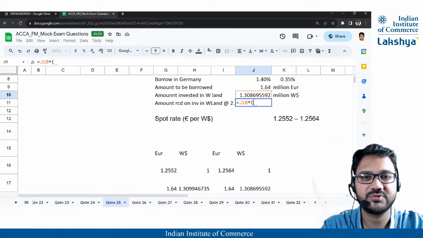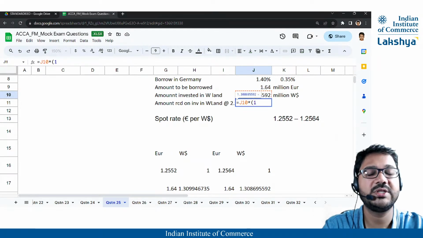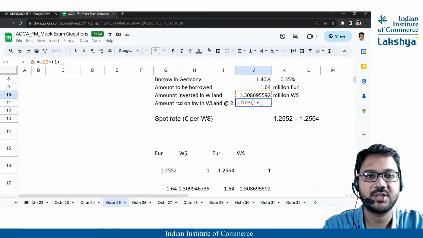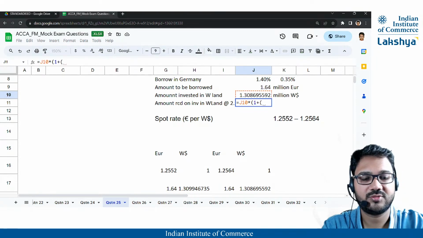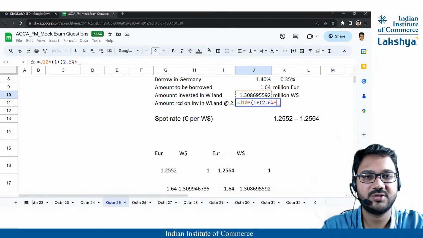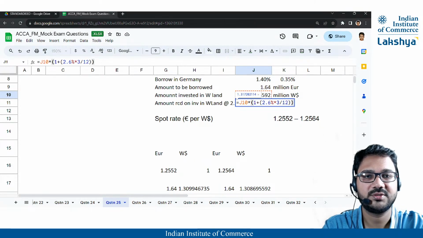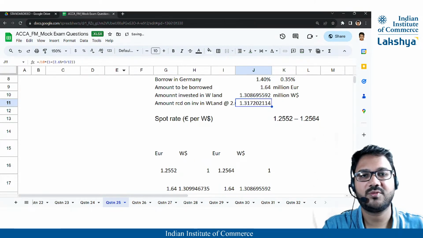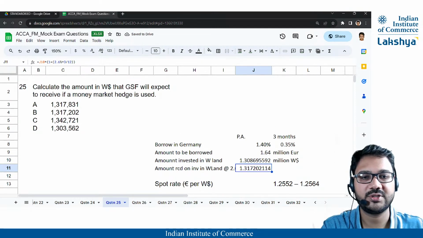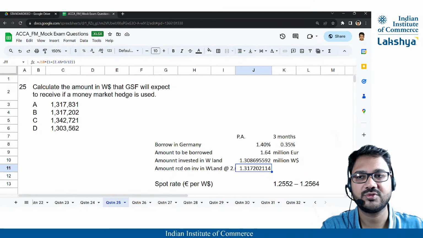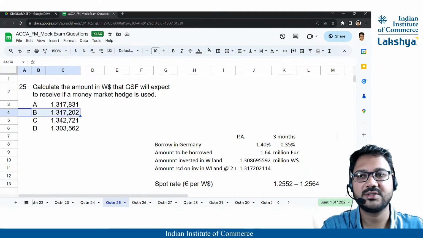Now it's the amount received, so now we need the future value. So into 1 plus R, where R is 2.6% into 3 by 12. Just doing it directly. All right, so it's 1.317202, okay, 114. So B is the correct answer.